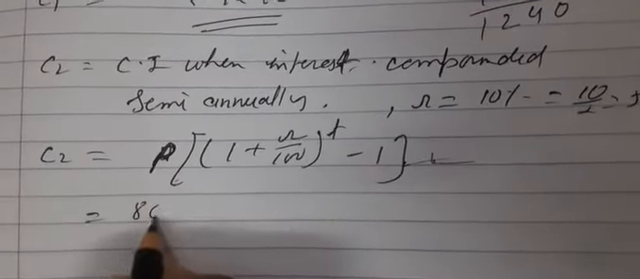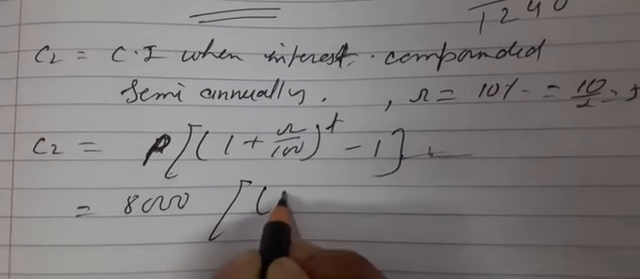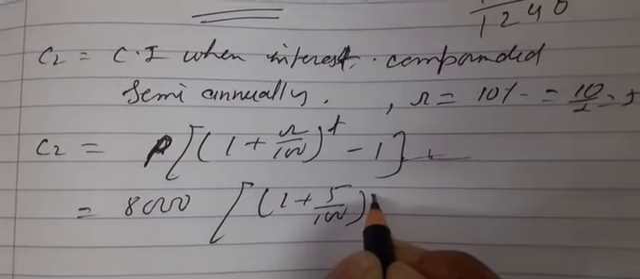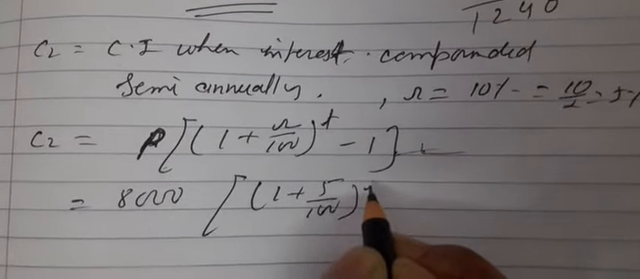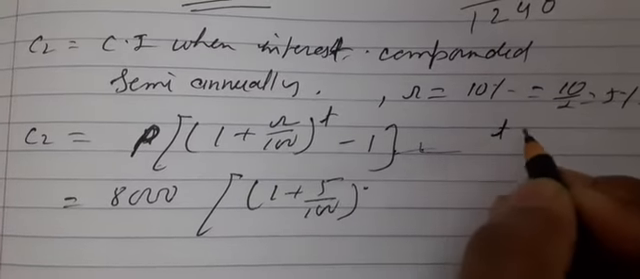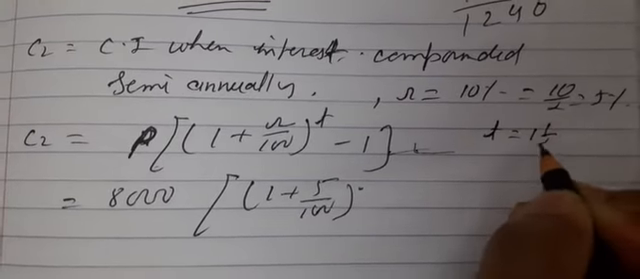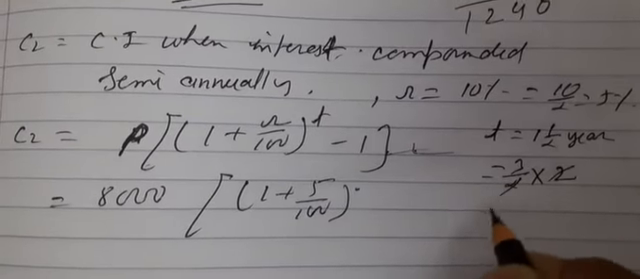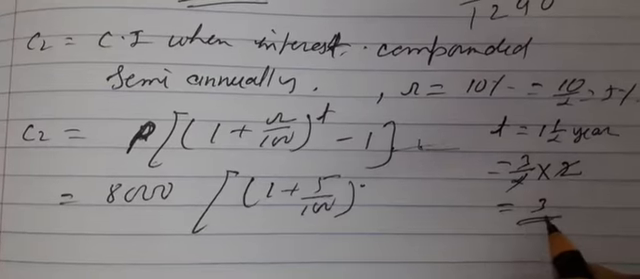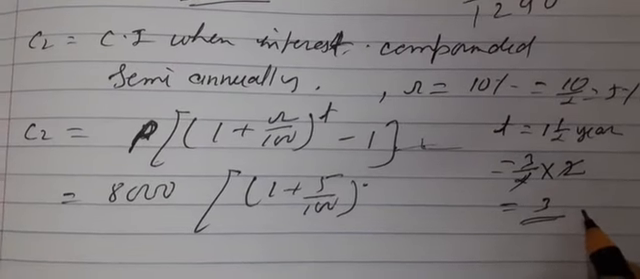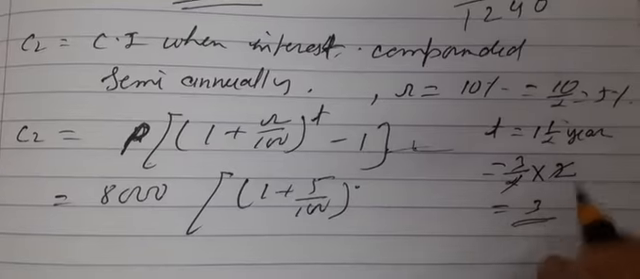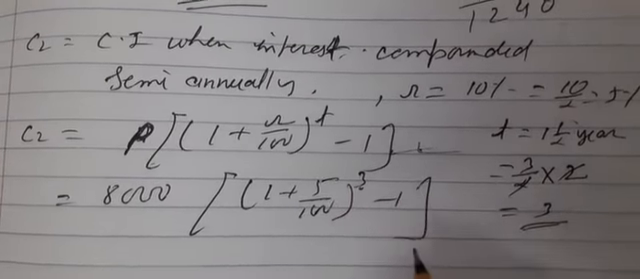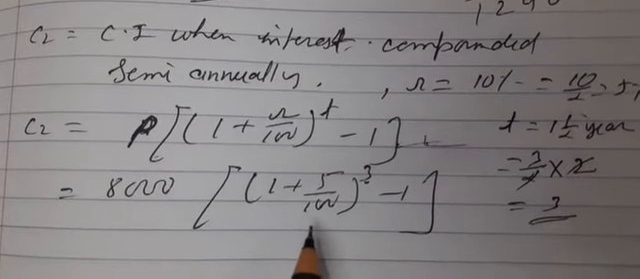So putting the values, 8000 within bracket 1 plus, here we will write 5 by 100 to the power, and timing I haven't mentioned here. Timing was given 1 by 2 year, so timing will be what? 3 by 2 into 2, and it means for semi-annually timing will be 3, that is 3 half years. The logic is that in 1.5 years there are 3 half years, so we will use this here, minus 1, that is the change.